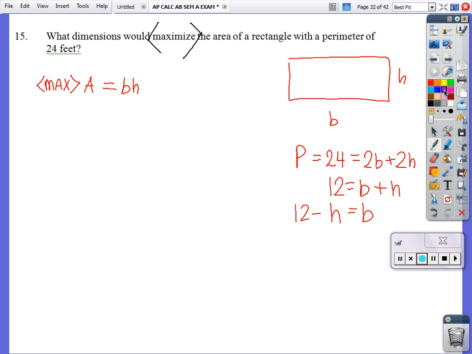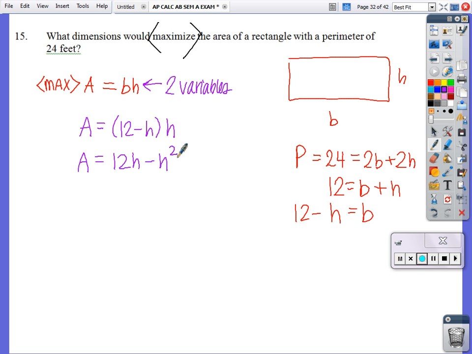It's not an equation I can solve, but if you look over to where we started, I need that because I'm doing an optimization problem and there's 2 variables. So now I get that the area is equal to 12 minus h times h. The area is equal to 12h minus h squared. Now that I have one variable, I can take its derivative. The derivative would be 12 minus 2h. I'm going to set the derivative equal to 0.